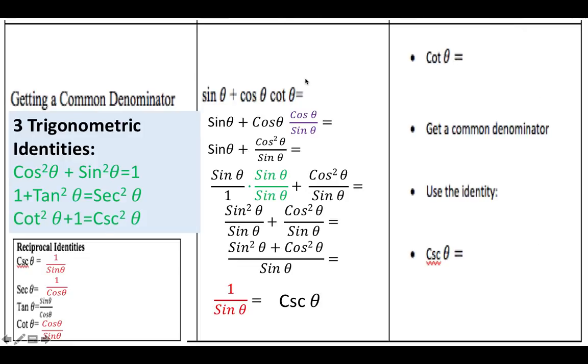Step 1, the first thing I noticed was that cotangent was not in sines and cosines. So what I did is I rewrote it using my reciprocal identities, so cosine over sine. I got a common denominator, and I used the identity cosine squared plus sine squared equals 1 right here when I converted to 1. Lastly, I used the fact that cosecant is equal to 1 over sine to get this. So this was my approach in this problem.